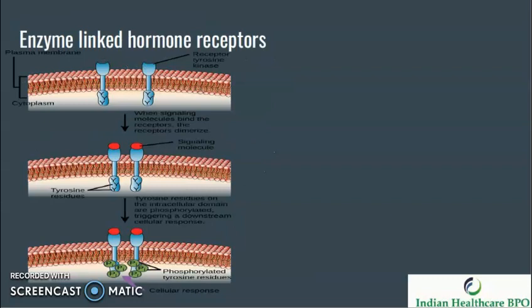The next type is enzyme linked hormone receptors. Here the receptor has tyrosine kinase residues. When the signaling molecule binds the receptor, the receptor dimerizes, and the tyrosine residues on the intracellular domain get phosphorylated, triggering a downstream cellular response. Once the tyrosine residues are phosphorylated, it produces the cellular response.